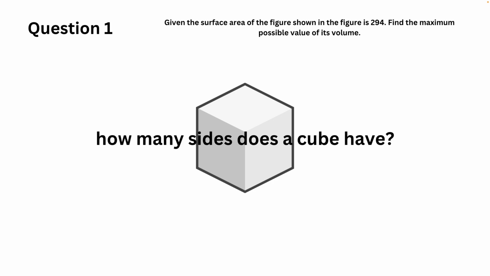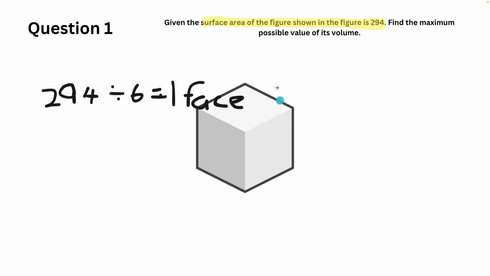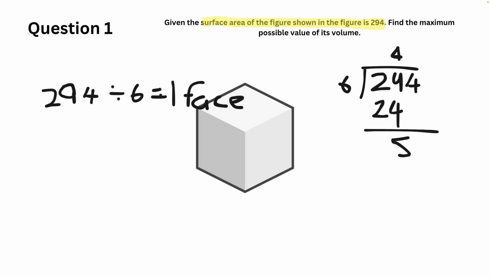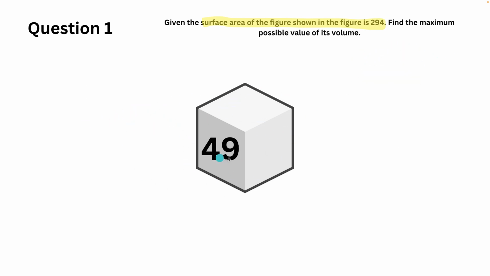Now, how many sides does a cube have? 1, 2, 3, and the back 4, 5, 6. So a cube has 6 sides, and we know that the surface area of the figure is 294. So 294 divided by 6 equals one of the faces. 294 divided by 6 is 49. So one face is 49.